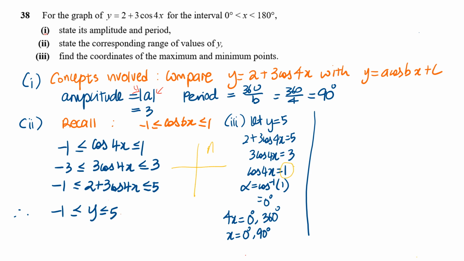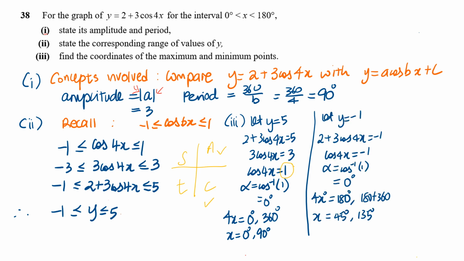If you look at the ASTC, cosine positive will be first in the fourth quadrant. So first quadrant is 0 degrees. Fourth quadrant is 360 degrees. Divide by 4, give you 0, 90. So likewise, do it when your y is the negative minimum. When y is negative 1, you will get cos 4x equals to negative 1.